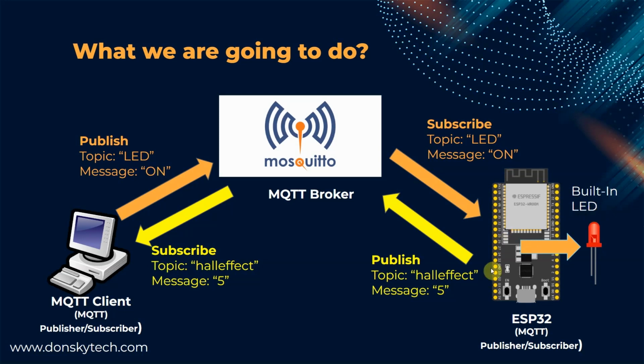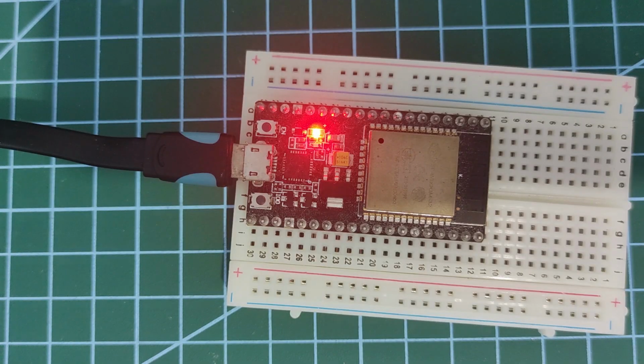At the same time, we are sending the built-in Hall effect sensor reading of our ESP32 board and displaying its value every 10 seconds. So, the ESP32 will publish a message on the topic Hall effect, which contains the internal reading of our Hall effect sensor inside our ESP32 board. So, let's go to the component setup.